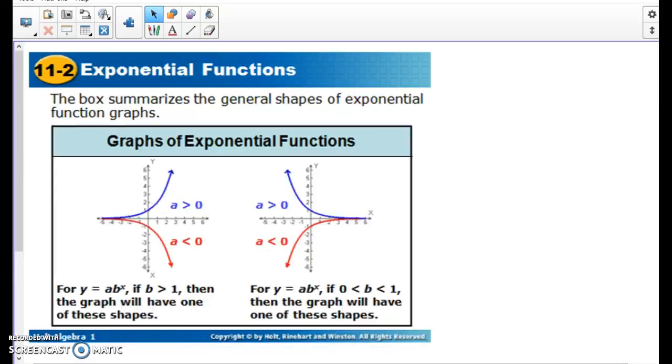And there it is, showing that if that first number is bigger than 0, your graphs are going to be going up, versus if it's less than 0, then that graph is going to be angling down.